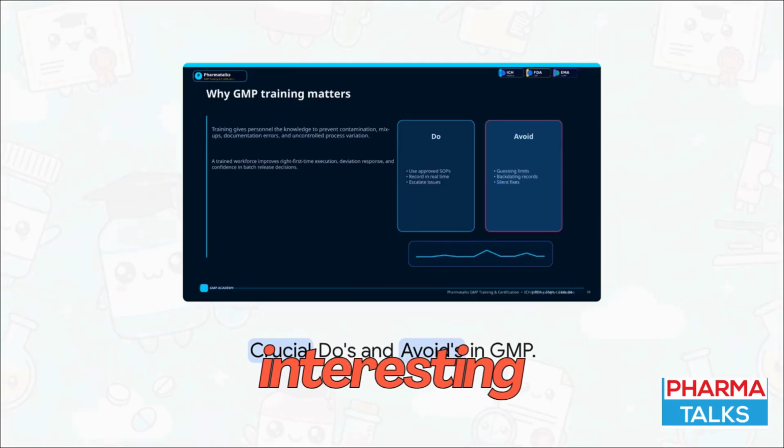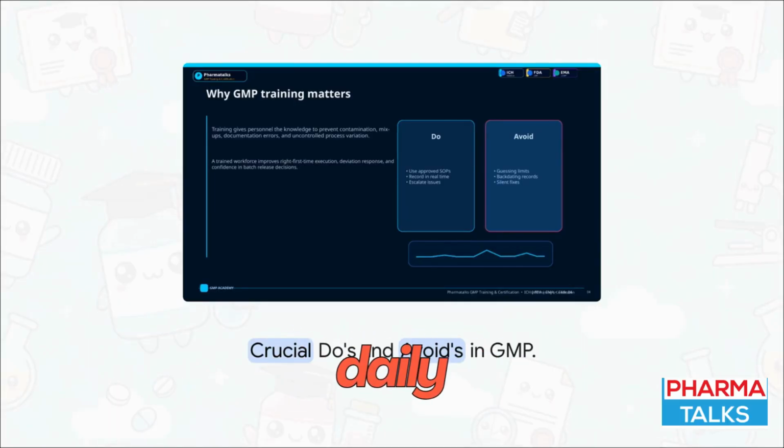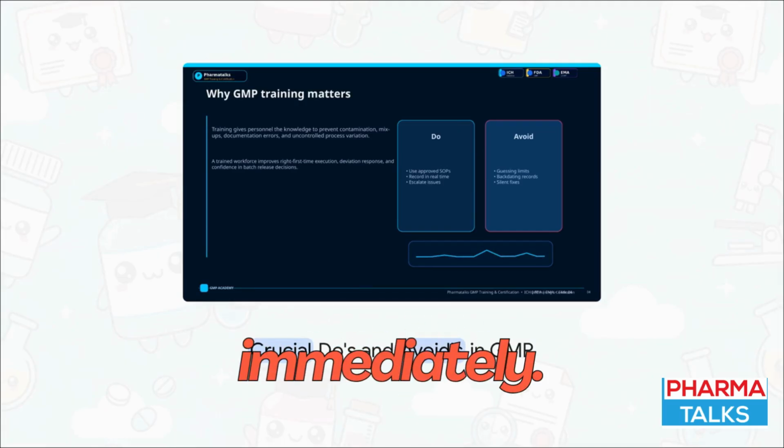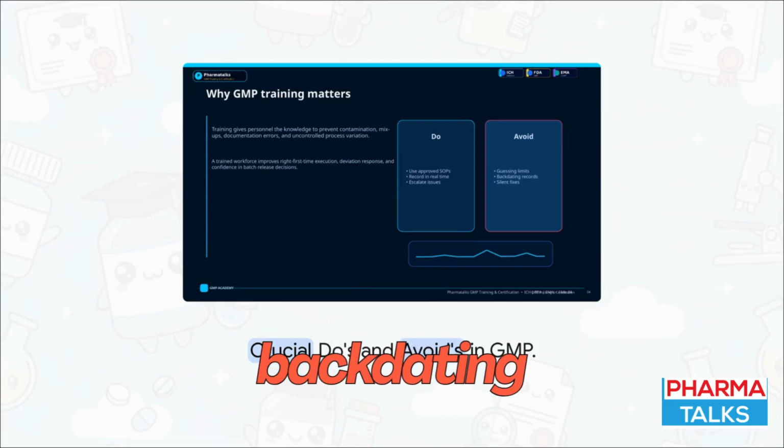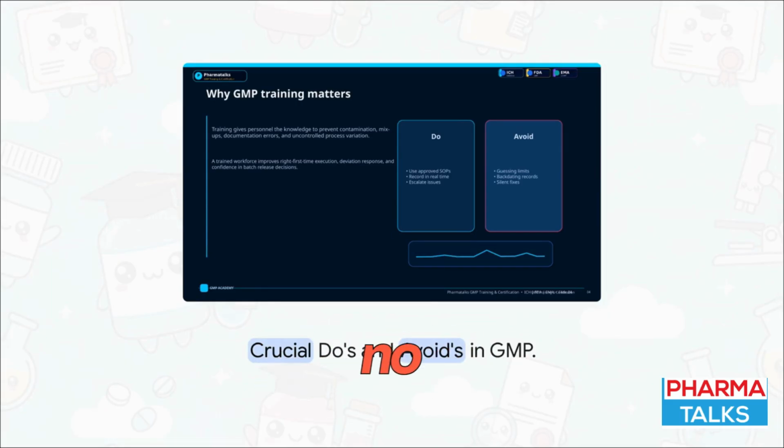Now, what's really interesting here is the stark contrast between required daily behaviors and dangerous pitfalls. It's black and white. On the do side, you absolutely must use approved standard operating procedures, record everything in real time, and escalate any issues immediately. On the avoid side, strictly no guessing limits, no backdating records, and absolutely under no circumstances, no silent fixes. A silent fix, where you try to sweep a mistake under the rug and correct it without documenting it, is a massive red flag in literally any audit.